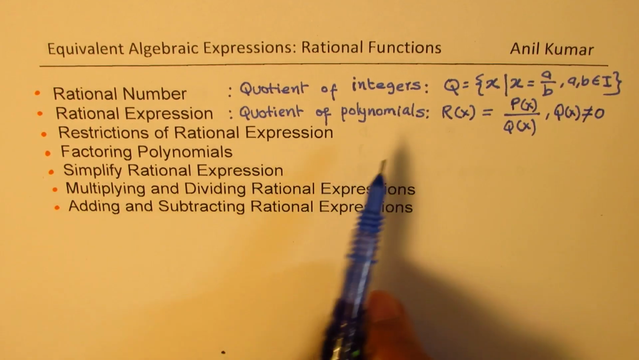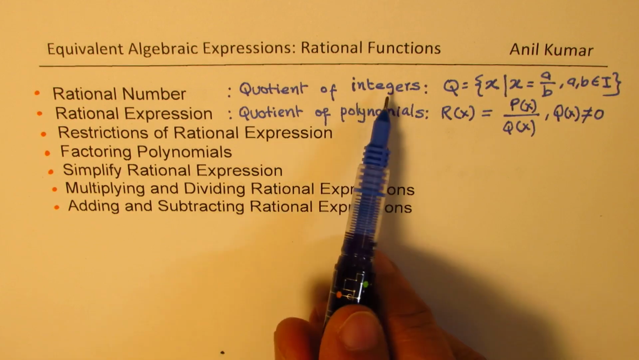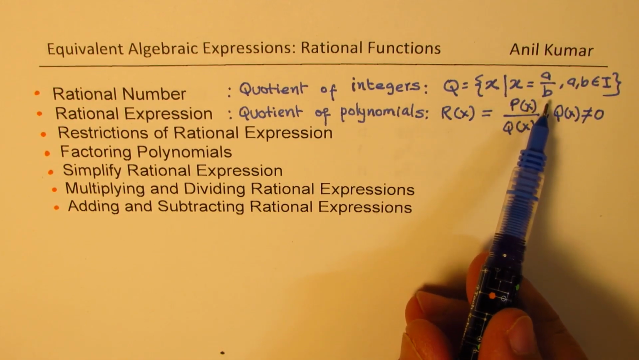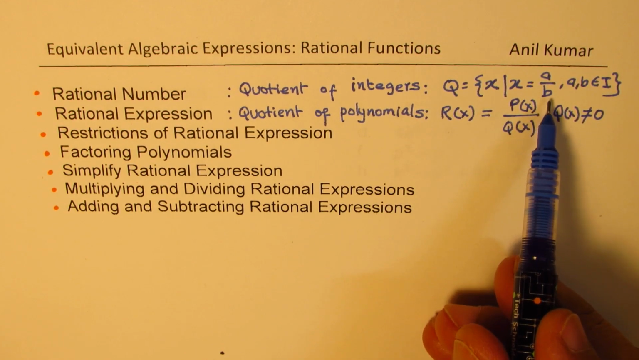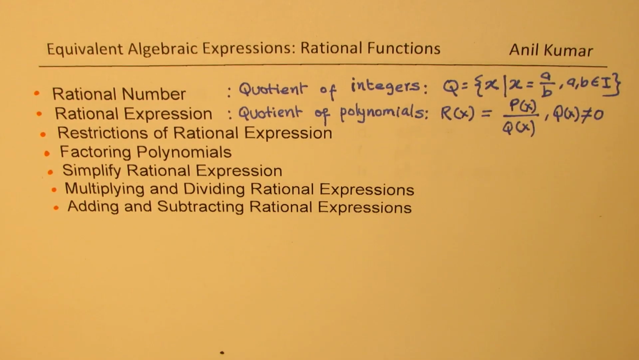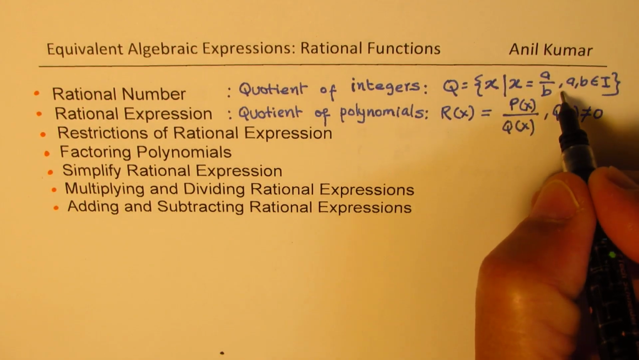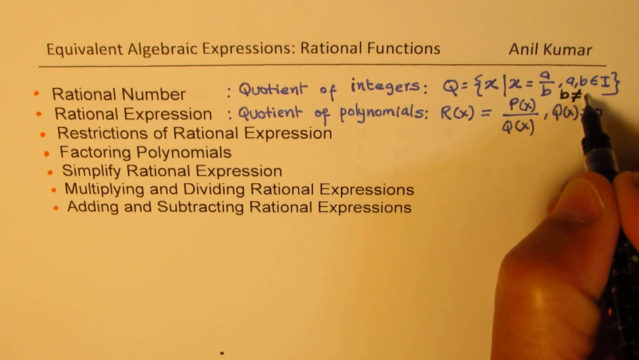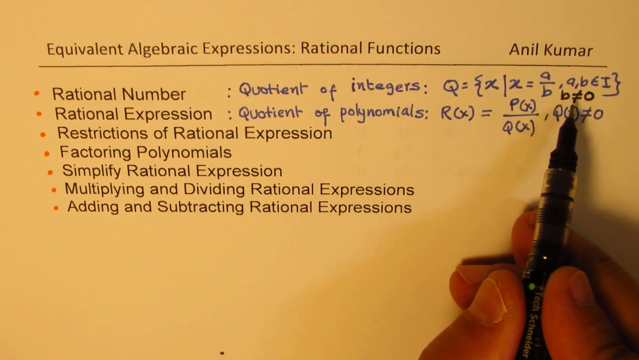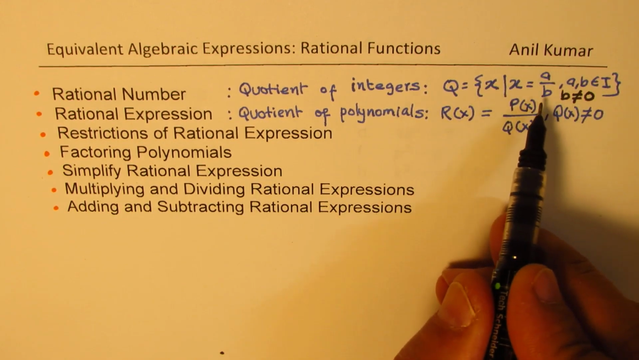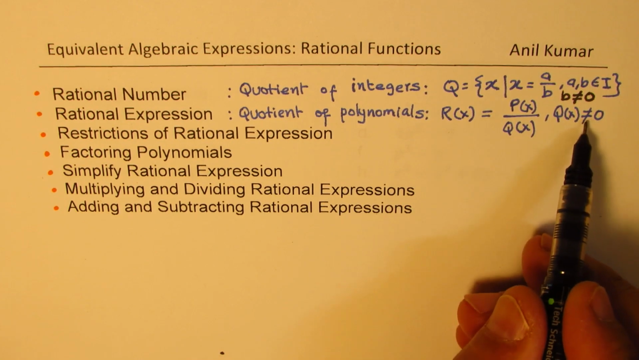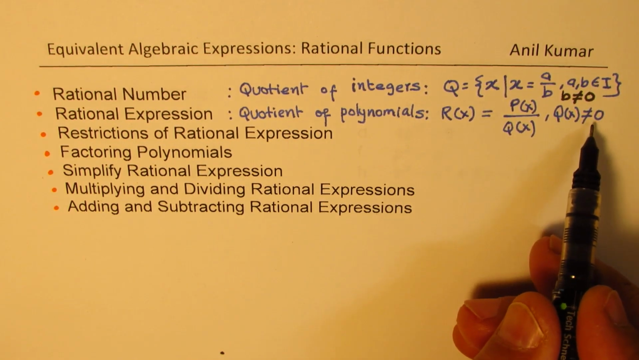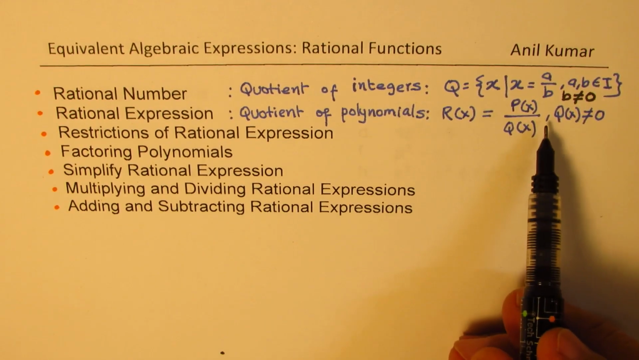Clear? As you have seen here, with integers we don't really have any restrictions on the denominator except that you cannot have 0. The restriction here is that b is not equal to 0. 0 is not allowed for b, but all other integers can take the place of b. In the case of rational expressions, the value of the polynomial in the denominator cannot be 0. So that becomes the restriction.